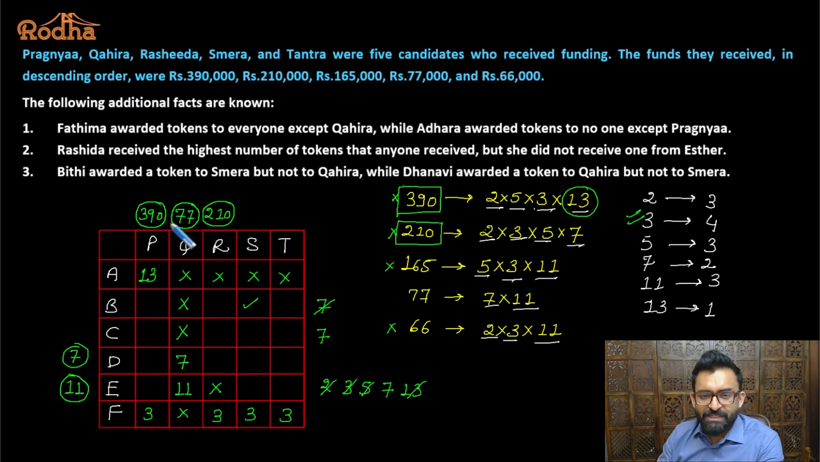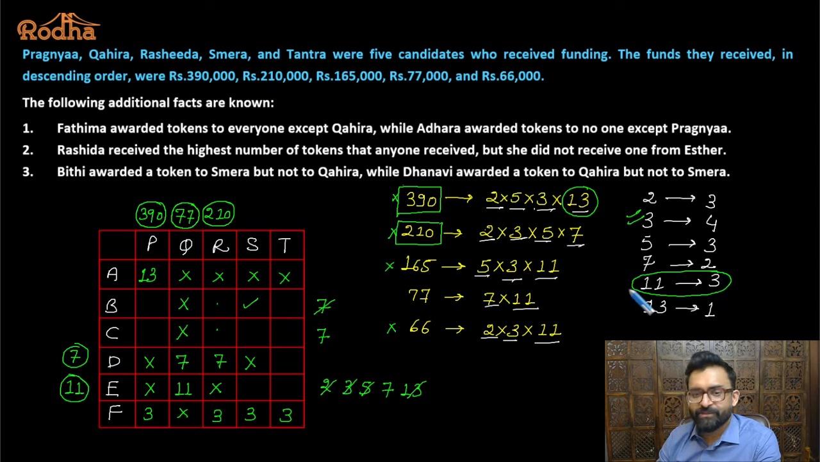Now, once we have the idea about 77 and 210, I can write 2, 3 and 5 in any order. I can write some number for 390. I have to write 2, 3 is there, so 2 and 5 is there. Now 7 she is awarding. That means 7 will not be given to P, because 390 is not a multiple of 7. E will not give any token to P, because 390 is not a multiple of 11. That's what we can conclude. Dhanvi awarded a token to Kyra but not to Samira, that means Samira is not getting a token from Dhanvi. So what I can conclude from this is that the numbers are going to be 7, because 210 is a multiple of 7. Okay. 11 is awarded how many times? 3 times.